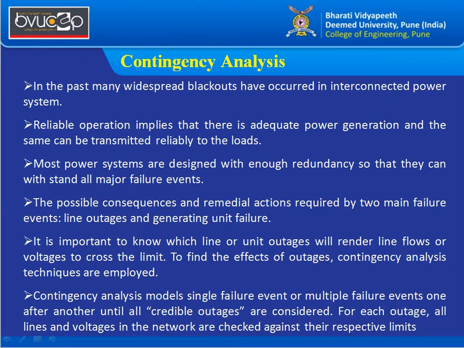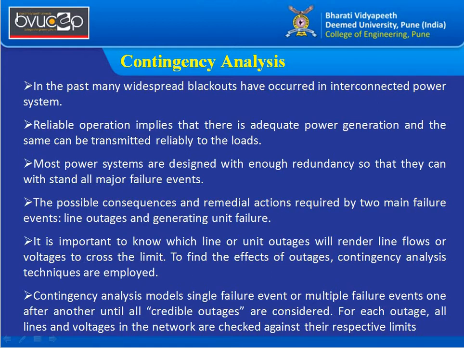That means even if the fault is sustained, there will be some drop in the parameters like power flow and voltage, but it should not be beyond limit, and it should be separated out or isolated from the system. So the possible consequences and remedial action require two main failure events that can be categorized. One is going to be the line outages and the other the generation unit failures. There are various other factors also, like the protective devices not operating on time, which will prevent the failure. But the major problem that occurs in the power system is related to the line outage and the generating unit failure. So these two things, the line and unit outages, are very important to render the line flow or the voltage across the limit.